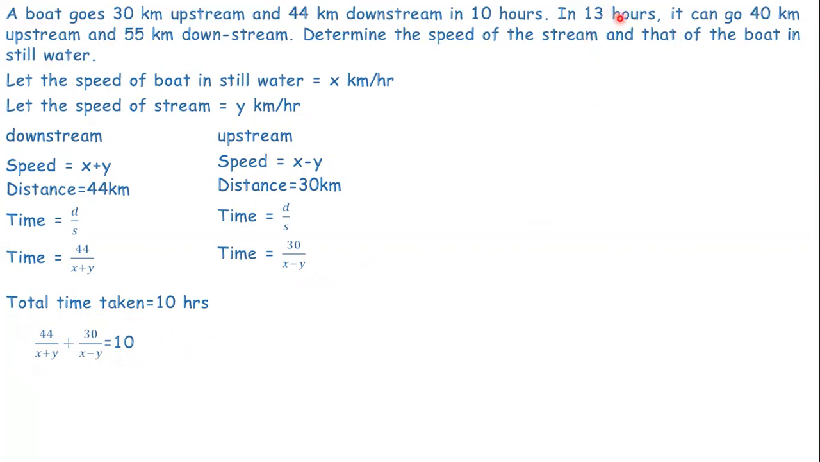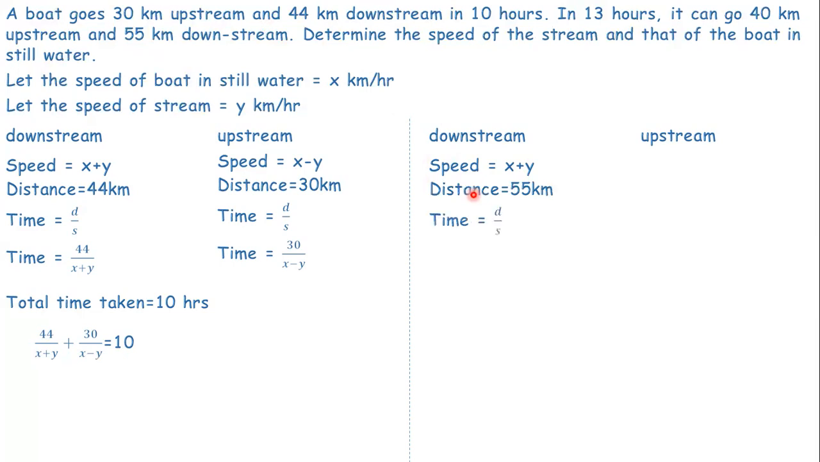See the second statement. There also we have a downstream and upstream movement of the boat. In downstream, speed is x plus y. What is the distance traveled downstream? That is 55 kilometers. So time is equal to distance by speed. So time is equal to 55 by x plus y.